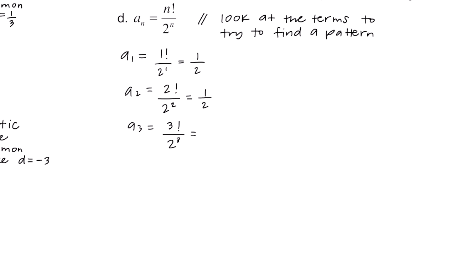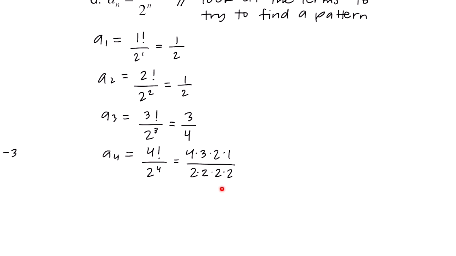Then we plug in 3, so we get 3 factorial over 2 to the third. This represents 3 times 2 times 1. This would be 2 times 2 times 2. So the 2's on top and bottom will cancel, and we're left with 3/4. When we plug in 4, we have 4 factorial over 2 to the 4th. So when we write both the numerator and denominator out, you can see that a set of 2's will cancel, and then this 4 will cancel with 2 2's, so we're left with 3/2.